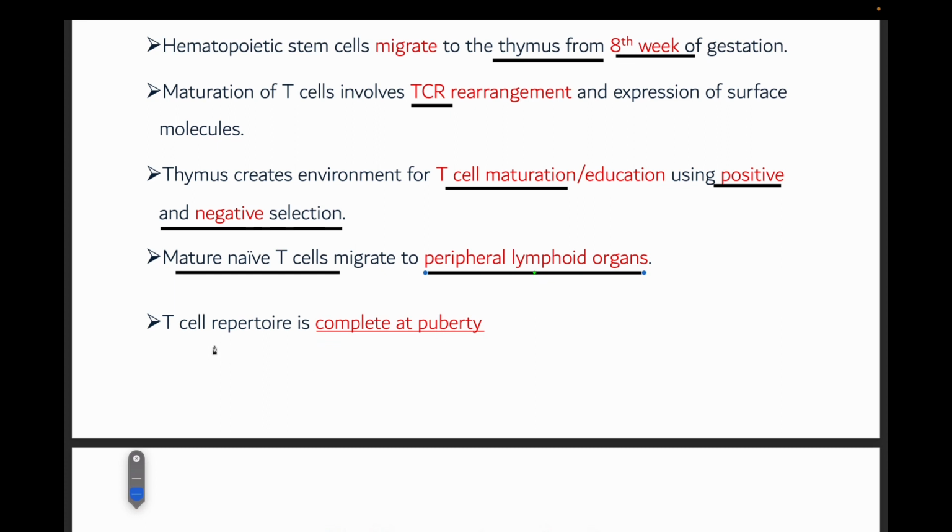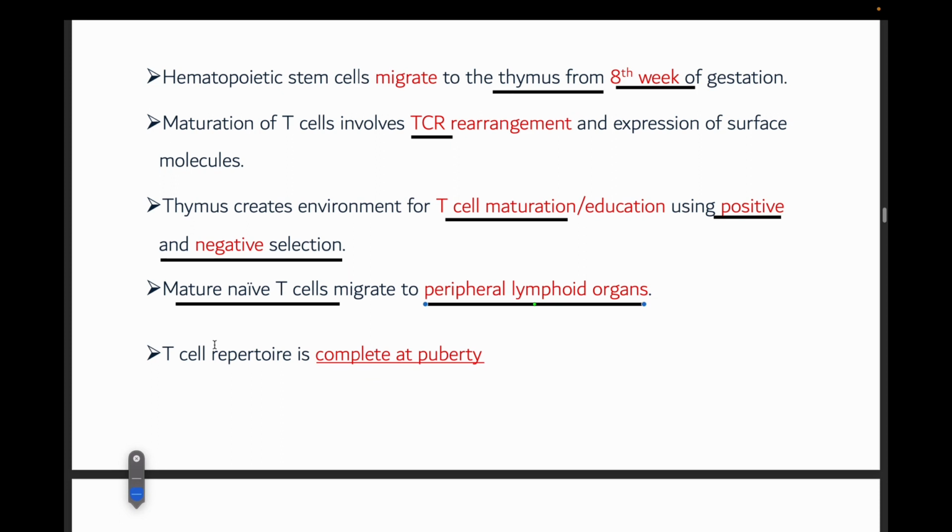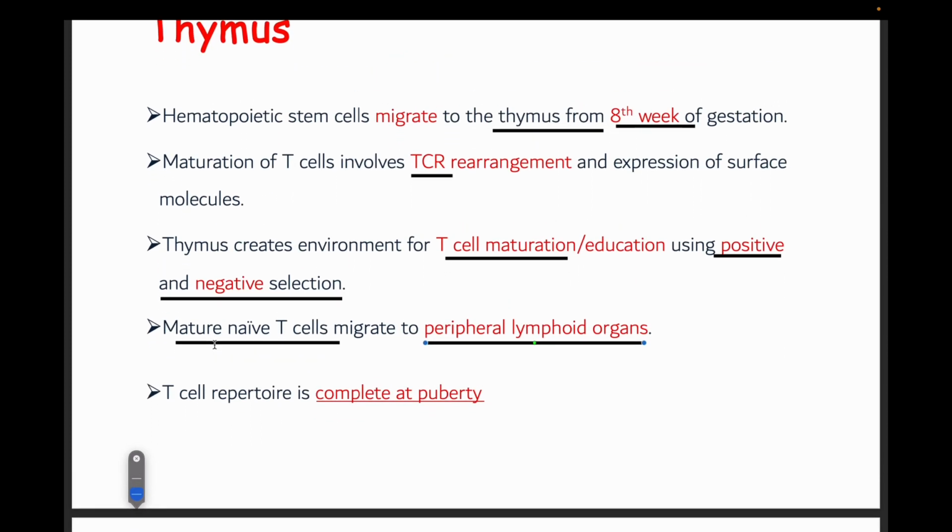What is meant by this? We said the thymus is most active in newborns. So here the maturation and differentiation of the T cell happens at the highest rate.